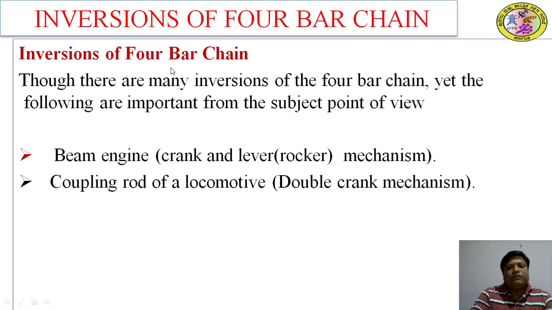There are many inversions of the 4-bar chain. The following are important from the subject point of view: one is the beam engine, the crank and lever rocker mechanism, and another is the coupling rod of a locomotive. Another, the Watt engine indicator, is also there but is not in the subject, though it is in the syllabus. So from the subject point of view, we only cover the beam engine and the coupling rod of locomotives.